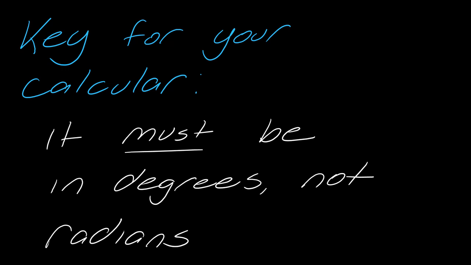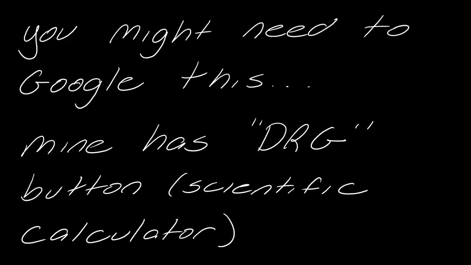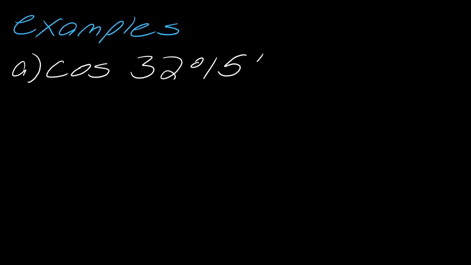So a key for your calculator, you want to make sure it's in degrees and not radians. So you're going to want to check. If you don't know how to do that, everybody can have different calculators. They can all work a little bit differently. So you might have to use Google for your calculator. So I would pause the video just to make sure you know how to do this. Now, my calculator has a DRG button, so I can just use that, and then it's pretty easy to find it. But if you cannot find this button, then just pause this video, try to figure out how to do that before you move on.